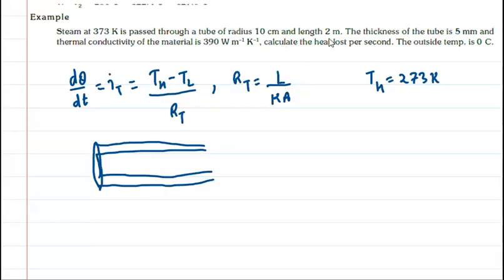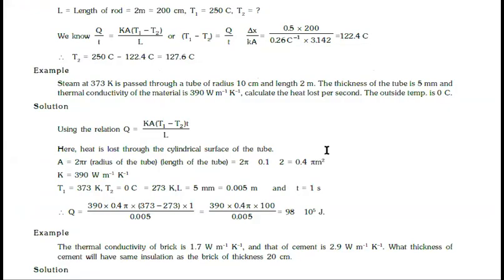Very good. You just have to put in the values and check the answer. The answer is 98 into 10 to the power 5 joule. Make sense? Same thing is being done, yes or no? Got it, everyone?